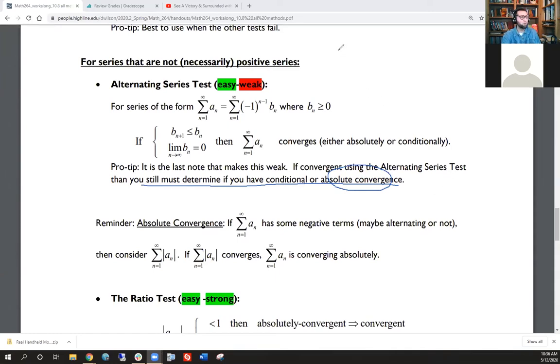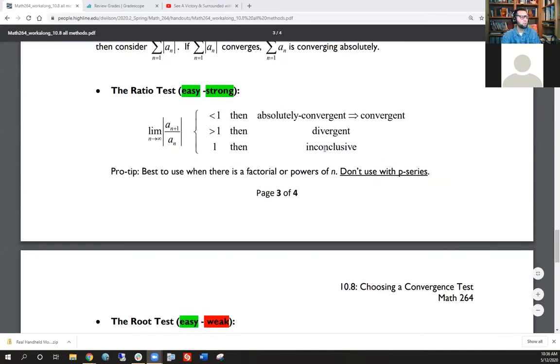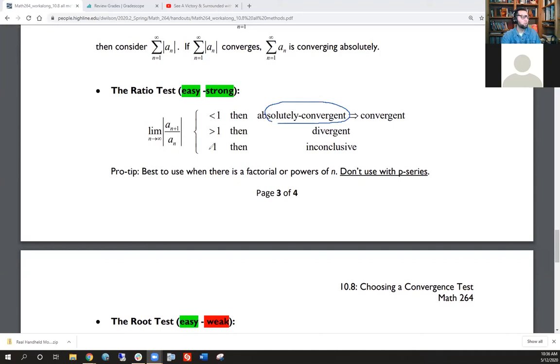That's part of why the next couple tests are so nice: the ratio test and the root test both give you absolute convergence. So if you have the choice of using the ratio test or the alternating series test, just try the ratio test because it can give you the whole thing all at once. In general, the ratio test is best when there's factorials or when there's powers of n. When will it fail?